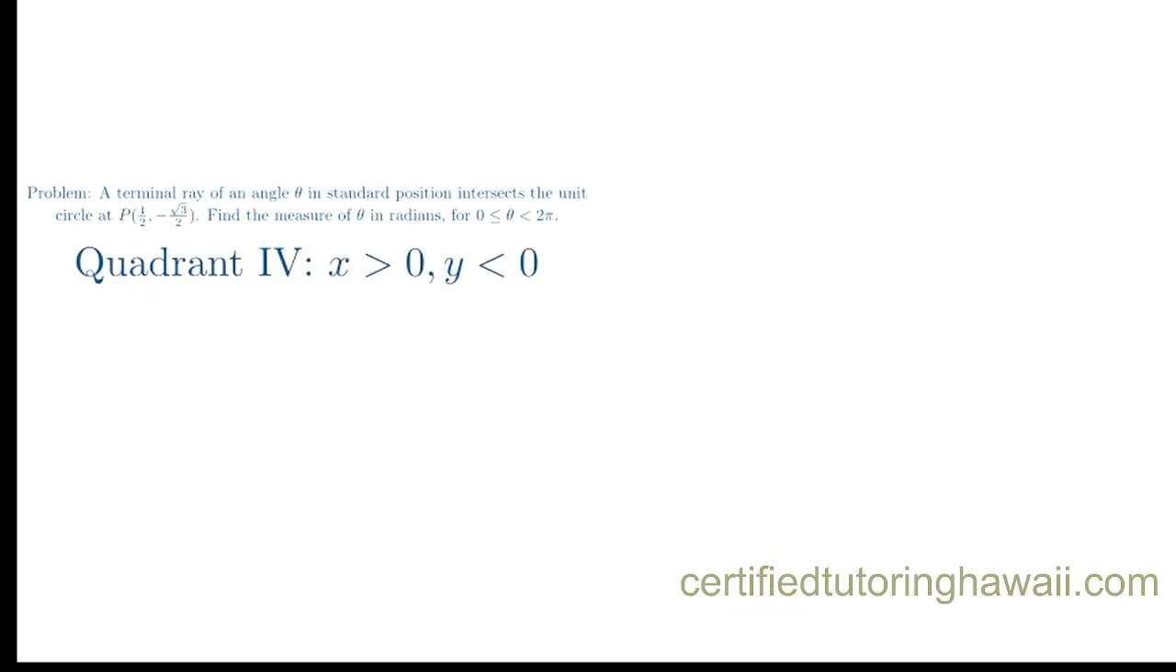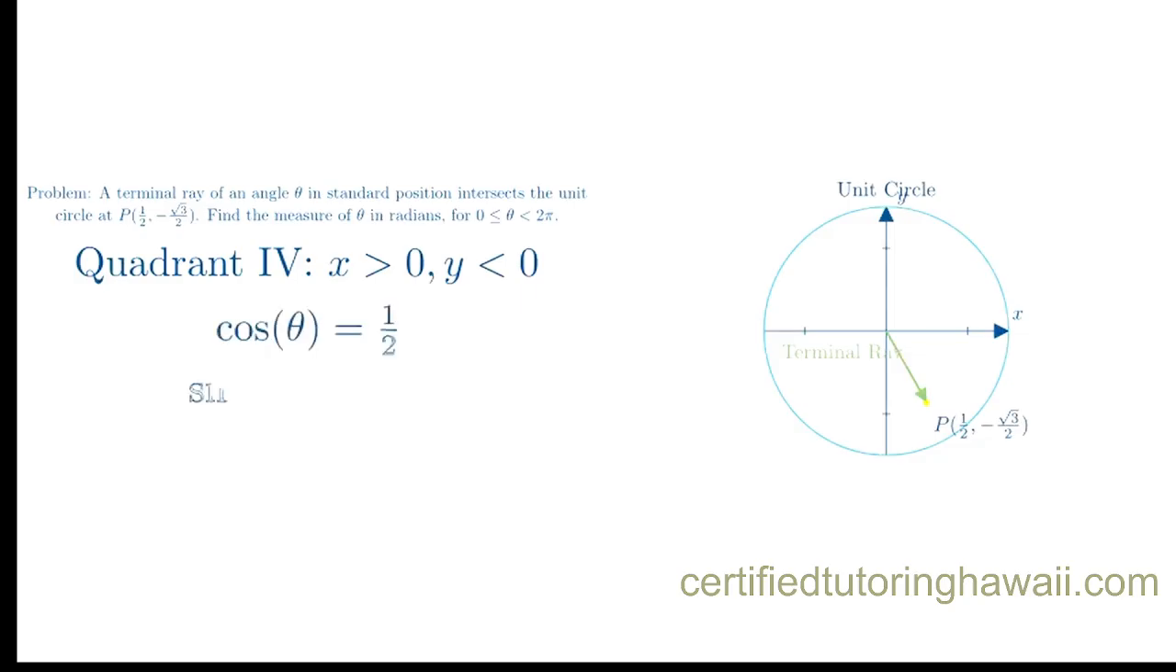This means our angle must be in quadrant 4. This is our starting point. We know the angle is somewhere in the fourth quadrant. The coordinates also tell us something else. Since x is 1/2 and y is negative square root of 3 over 2, we know that cosine of theta equals 1/2 and sine of theta equals negative square root of 3 over 2.